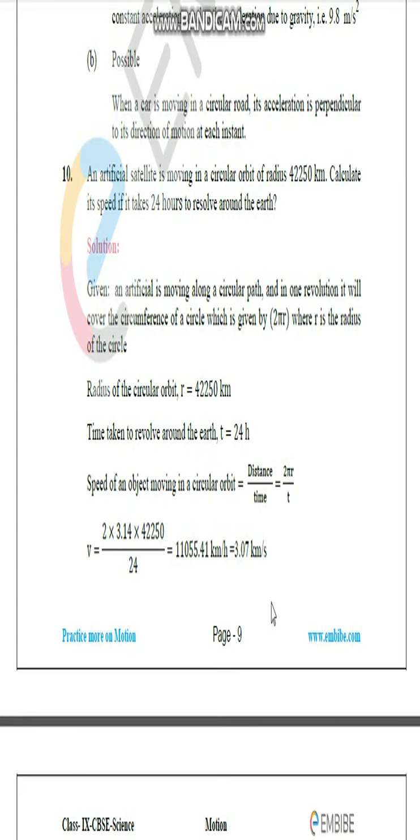Now I have covered all the numericals which are given at the end of your chapter. Now you have to solve those numericals which are in between the chapters, the solved numericals in between the chapters, as your assignment work. Thank you so much.